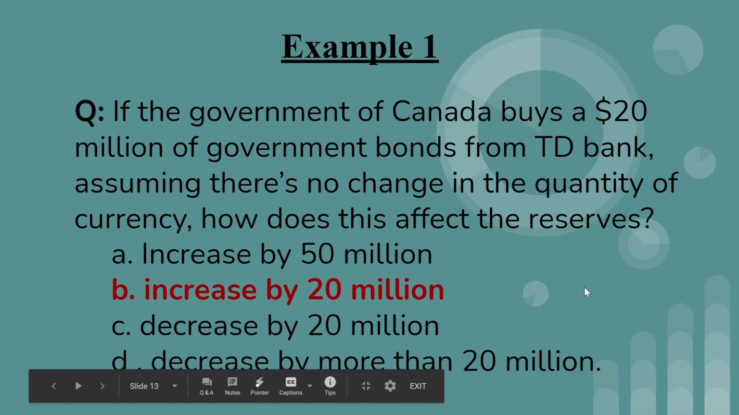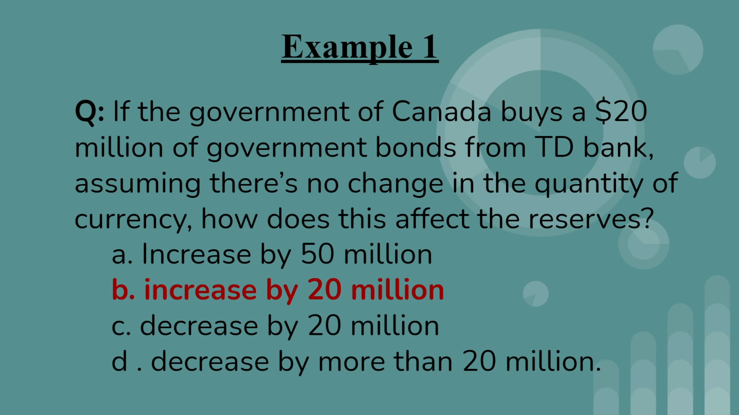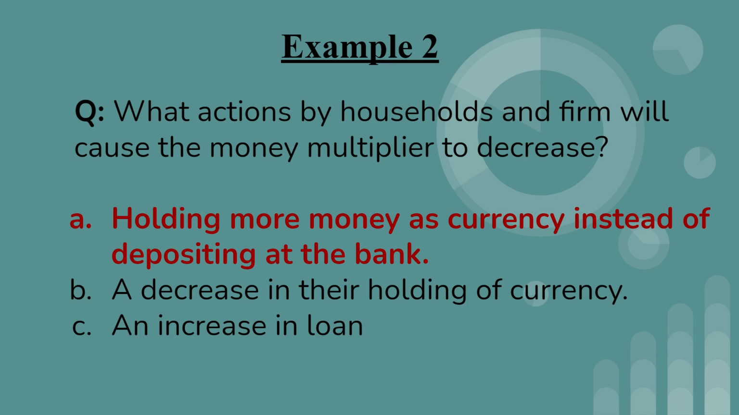I have a few examples, but I'm going to go over them really quickly because we've talked about most of this stuff in the slides, but please feel free to pause the video if you like. So the first one: if the government of Canada buys 20 million of government bonds from TD Bank, assuming there's no change in the quantity of currency, how does this affect the reserves? It's going to increase by 20 million.